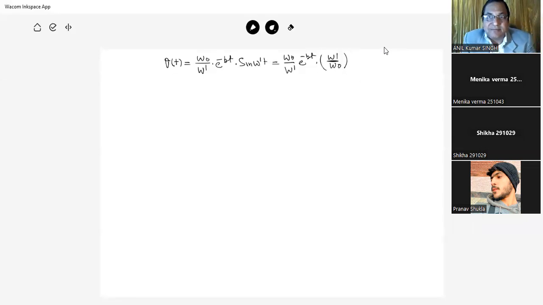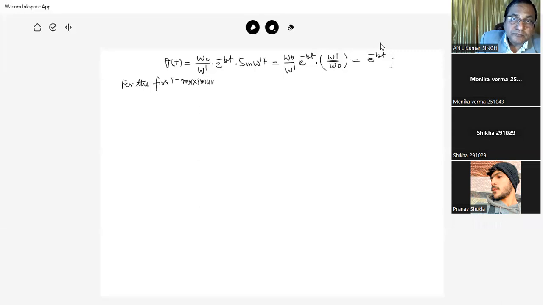Or omega t, you can substitute. So this will be what? E raised to the power minus bt. And one thing is important for this case, what will the value of this be for the first maximum throw, that is, we have to consider the case as the first maximum throw, that is theta 1. First maximum throw is theta 1.